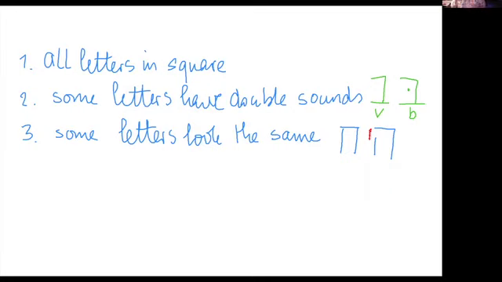So we have already in these 10 letters, we have the letters that are in the square. Some letters have double sounds, and some letters look the same. And there was even a letter that had no sound at all.